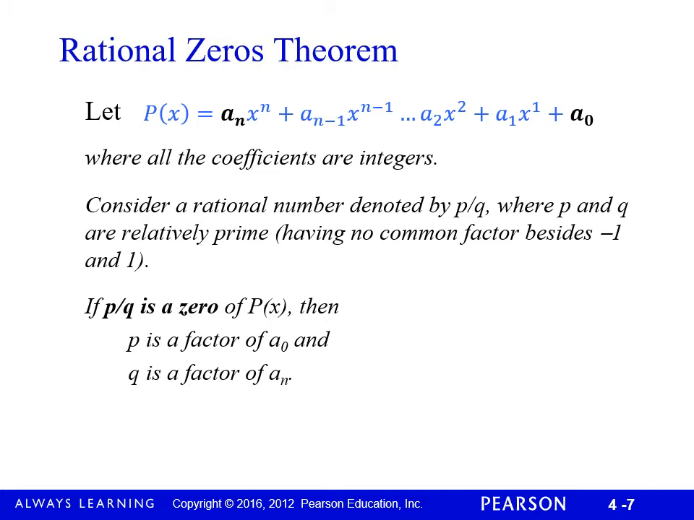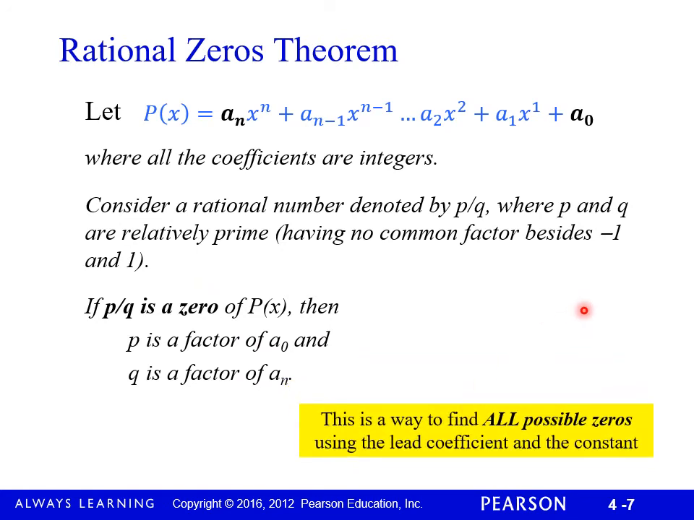Consider a rational number denoted by p over q. A rational number is just a fraction, where p and q are relatively prime, having no common factors besides 1 and negative 1. If p over q, if this fraction is a zero of p of x, then p is a factor of a sub 0. You see it bold and black at the end. And q is a factor of a sub n, which is the coefficient on the leading term.